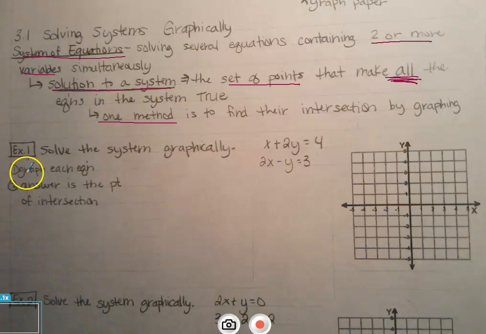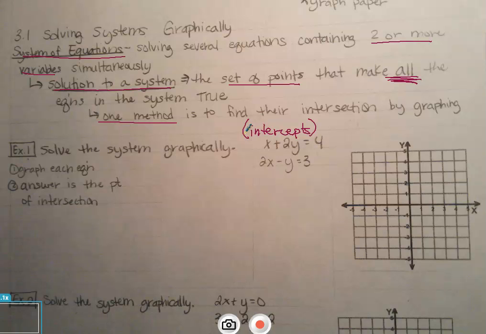So the first thing we're going to do is graph each equation, and then the answer is the point of intersection. In order to graph these, we have to put them in either slope-intercept form, or we have to find their x and y intercepts. So you can do either one. Doesn't matter, but I'll show you one versus the other one. So this one, we're just going to use the intercepts. That's where we plug in 0 for each one.